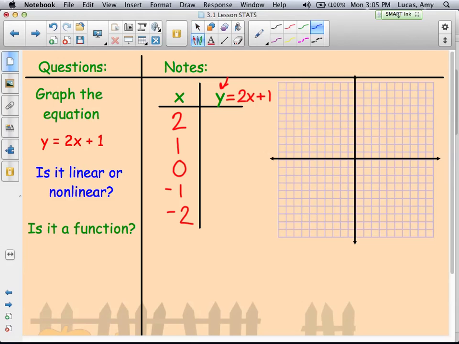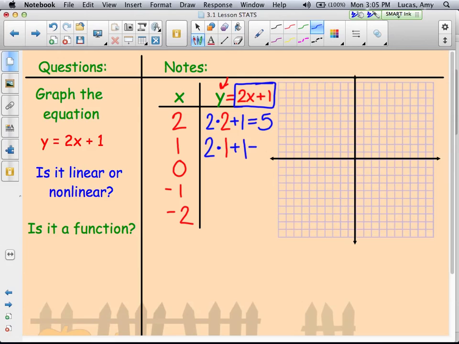Now, I'm going to plug these values in one at a time. Y is equal to 2x plus 1, so that means 2 times whatever x is. So on this one it's 2, and then you have to add on the 1. 2 times 2 is 4, plus 1 is 5. The next one, back to my rule. 2 times whatever x is, now it's 1. Then plus 1, 2 times 1 is 2, plus 1 is 3.